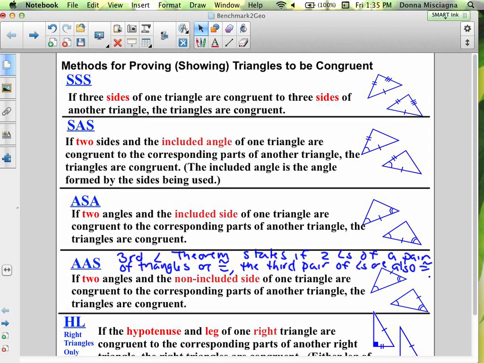Are also congruent. All right, so we only have side, angle, side. So if it's two sides and an angle, it's got to be the angle between. But with two angles, you can have the angle between, you can have the side between, or you can have some other side. All right, so angle, side, angle, if two angles and the included side of one triangle are congruent to the corresponding parts of another triangle, the triangles are congruent. If the side is not between the two angles, that's okay. It's angle, angle, side.